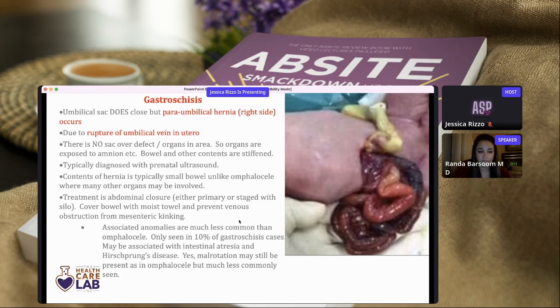This and the omphalocele are generally diagnosed with prenatal ultrasound. It's important once the baby is born to cover the bowel with a moist towel. You can also put it in a silo to prevent venous obstruction and mesenteric kinking, and then obviously operative repair at some point. Next.